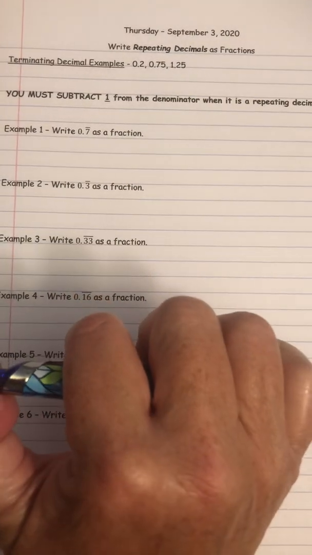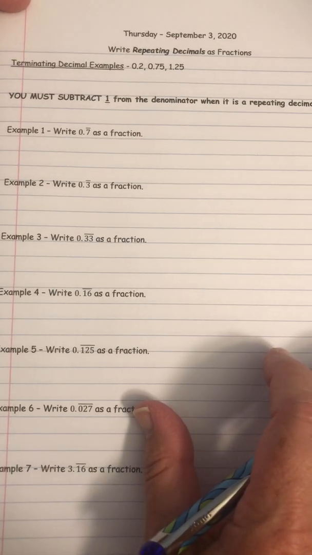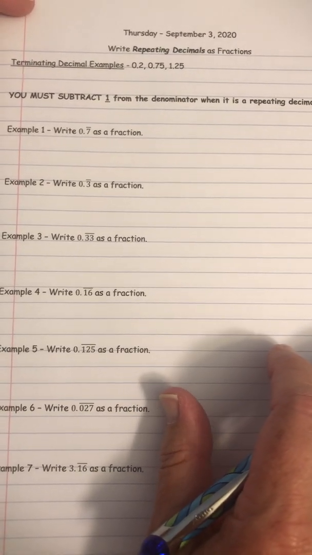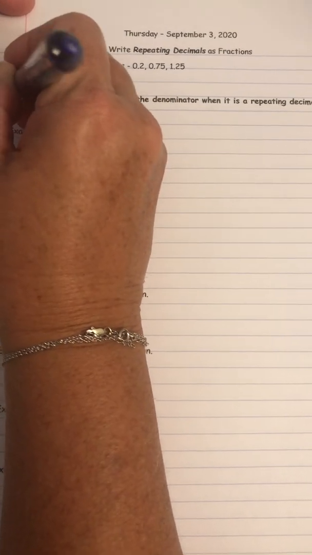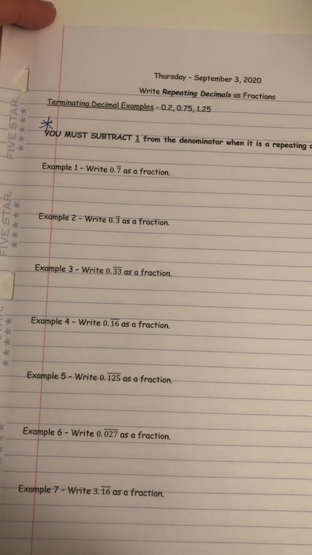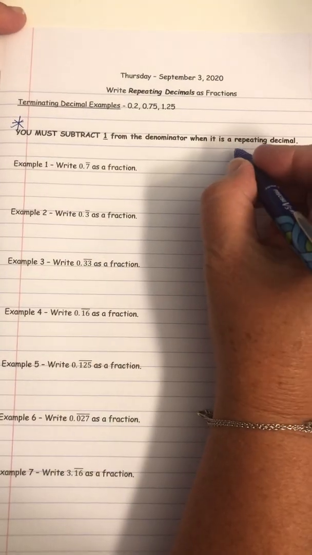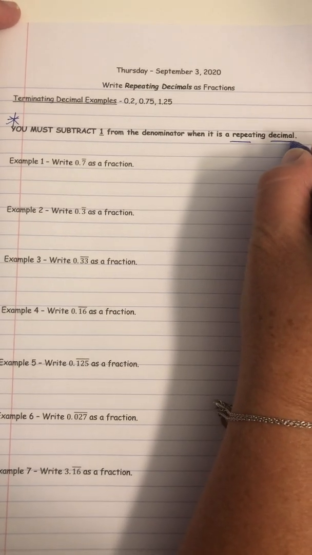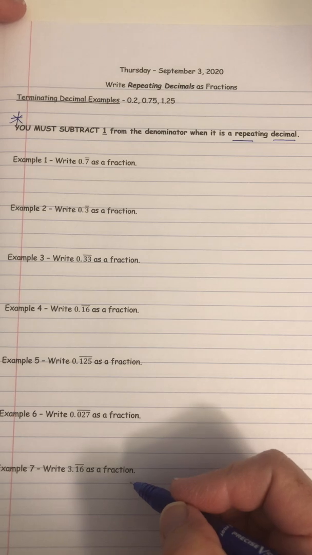So there's a very big rule for repeating decimals. When you are turning them into fractions, you must, I'm going to put a big star by this, you must subtract 1 from the denominator when it is a repeating decimal. All of these today are repeating.